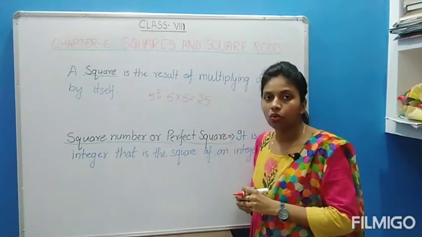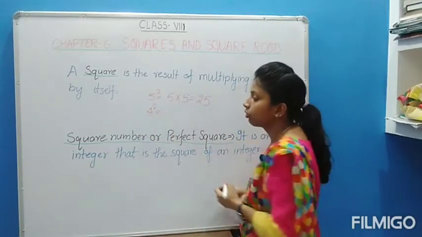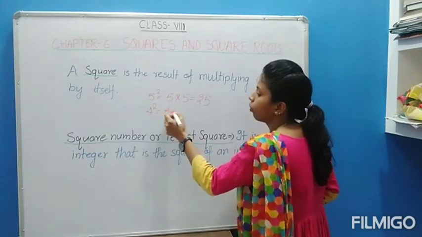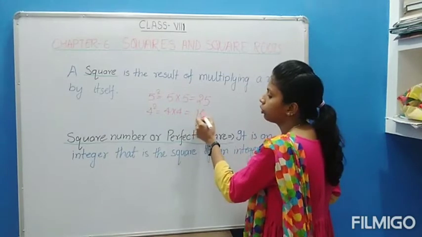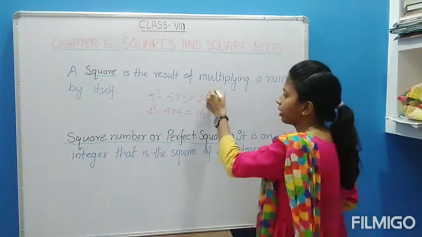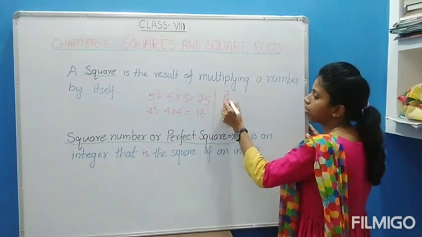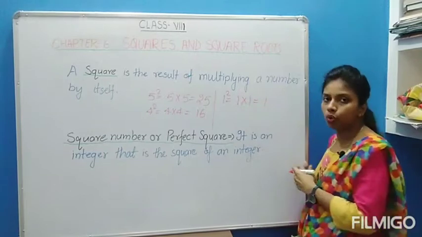Similarly, if I want to take 4 square, means we are going to multiply 4 by itself, so we can write 4 into 4. So 4 into 4 is equal to 16. Same way, if I take one more example, 1 square means 1 into 1, that is equal to 1.